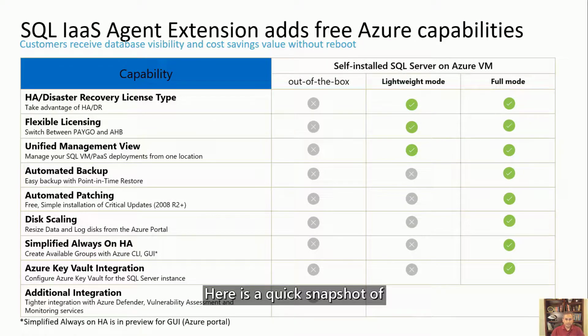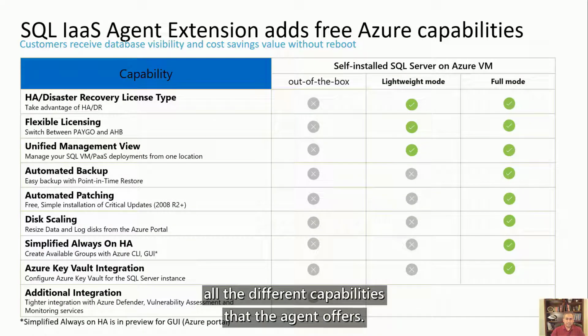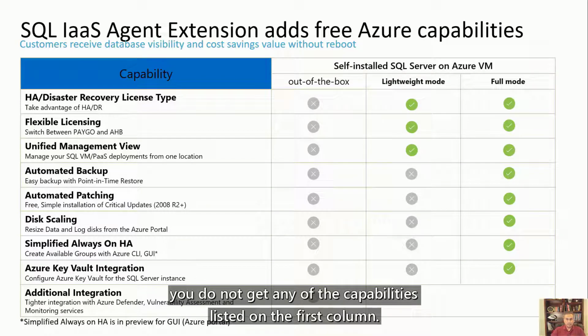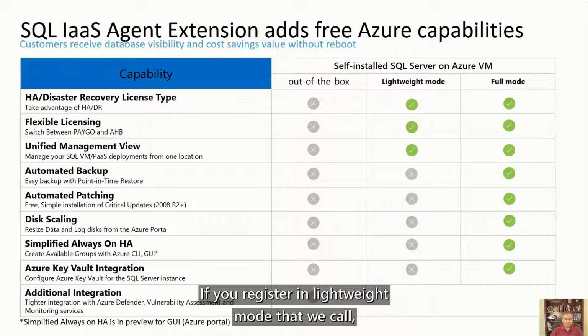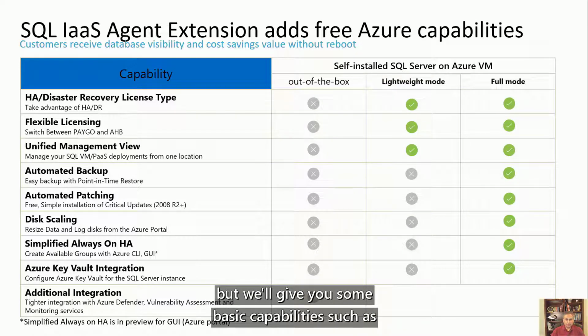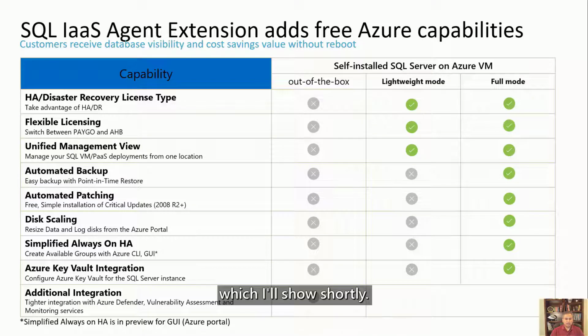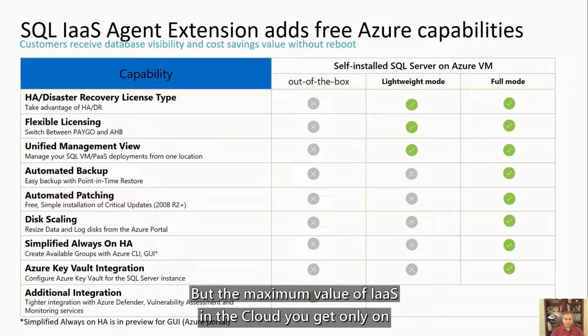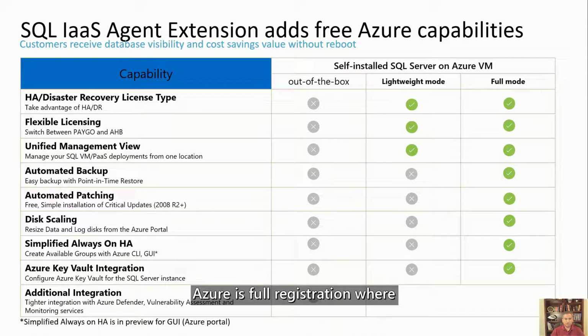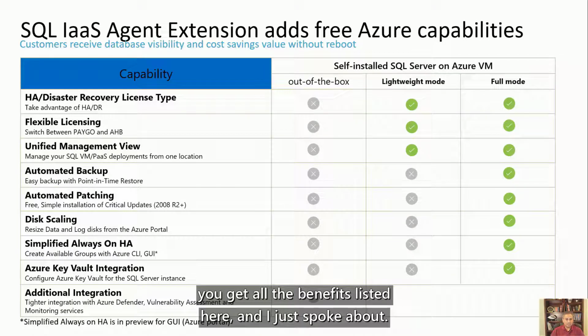Here's a quick snapshot of all the different capabilities that the agent offers. Out of the box, if you bring your own VMs, you do not get any of the capabilities listed in the first column. If you register in what we call lightweight mode, then we don't require a restart of the VM, but we give you some basic capabilities such as picking HADR license type or a unified view, which I'll show shortly. But the maximum value of IaaS in the cloud, which you get only on Azure, is full registration, where you get all the benefits listed here and I just spoke about.